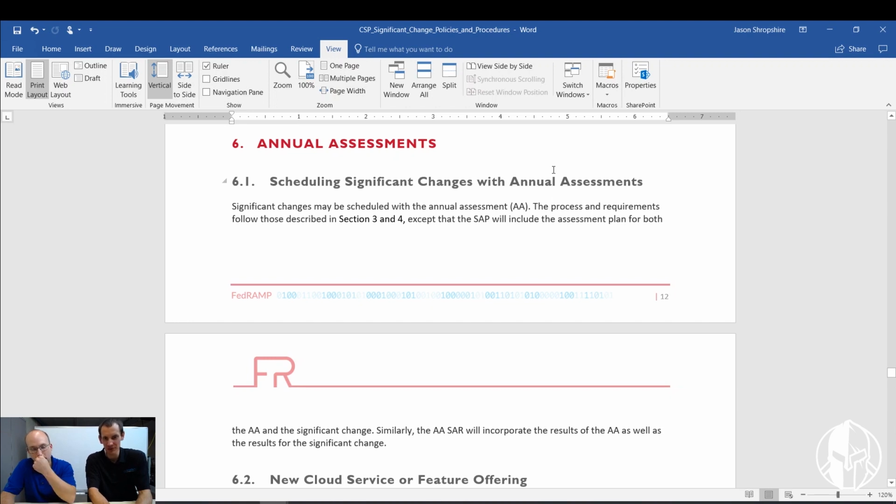Scheduling, so changes with annual assessments. This issue of annual assessments, I don't know if this is due to us or not, but I think we were one of the first cloud service providers to do this. We probably weren't the first, but we coupled some significant changes with our annual assessment so that we didn't have to do a 3PAO assessment mid-year between our first initial assessment and then the annual. Right. We helped the Dell Cloud for U.S. government go through that process.